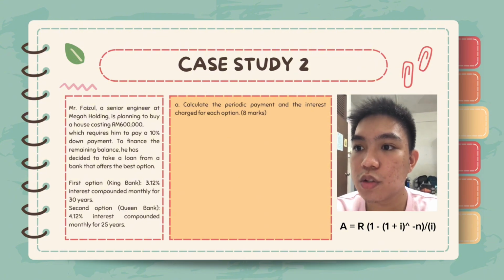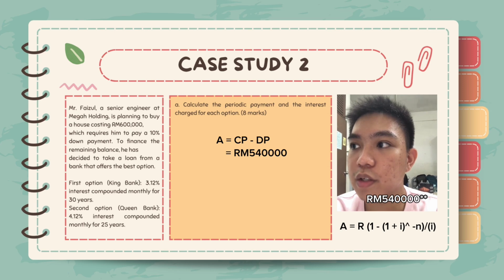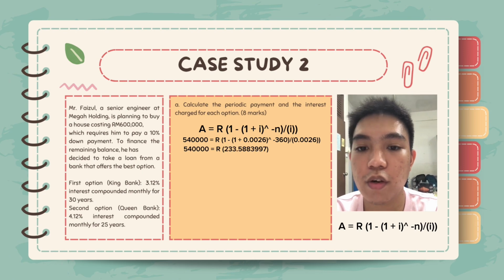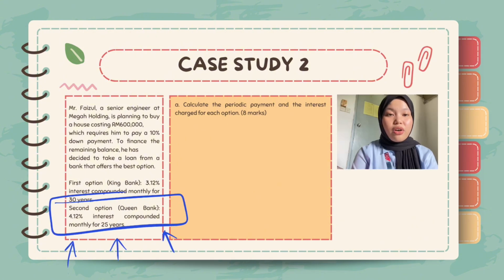And to find A, you have to first take cash price minus down payment and you will get 440,000, which is your A. And after you insert all the required information for the formula, you will get R equals 2,311.76 cents.